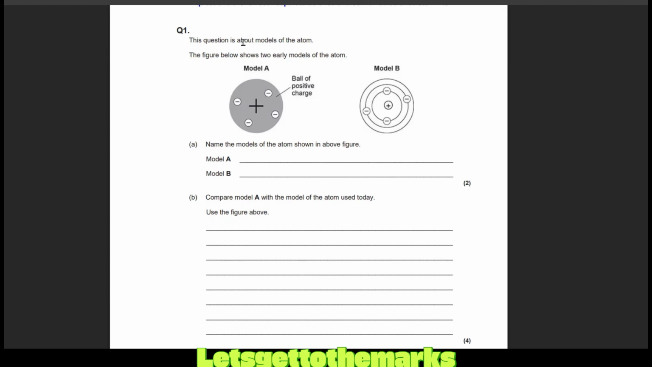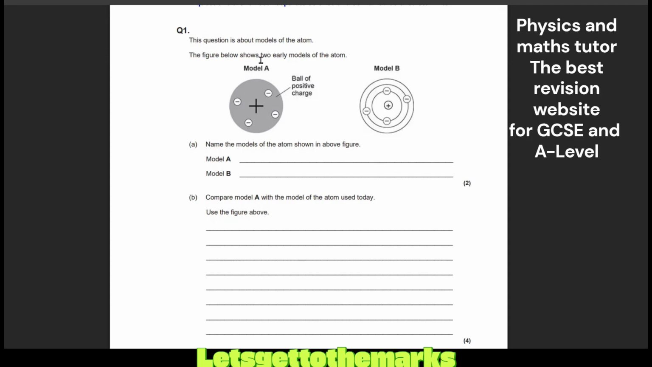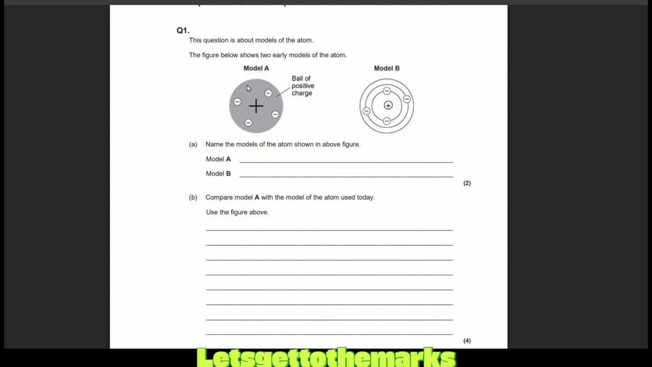Question one. This question is about models of the atom. The figure below shows two early models of the atom. We got model A, where we have a ball of positive charge with these circles with a negative sign in them and a big plus sign in the middle there. Then we have model B with a plus sign in the circle there and some negative circles in rings around the center. Name the models of the atom shown in the above figure.